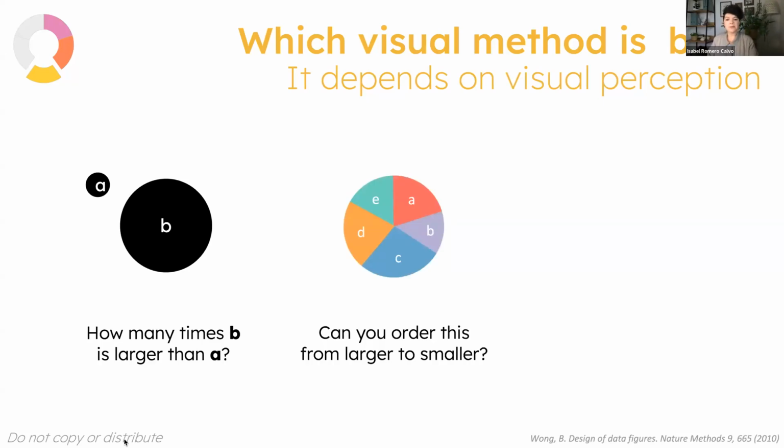If I show you this other pie chart and I ask you, can you order these different sections from the larger to the smaller? Well, you can probably get that Z is the larger one and it seems like B might be the smaller one, but then things get a bit muddy between A and D. And so can you do it? Yes. Can you interpret the data? Absolutely.